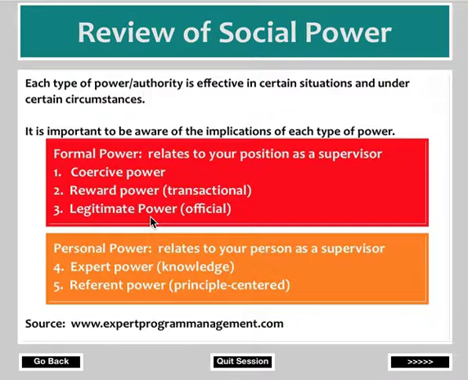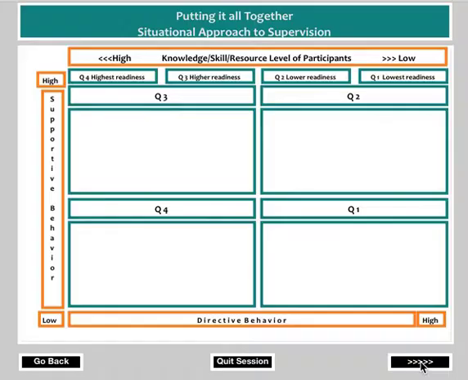Well, okay, what does all of this mean? These two videos that we've talked about covered change and learning, and theoretical and philosophical positions about change. Now we've talked about the bases of power. How does all of this relate to supervision? Well, we're going to try and put it all together here.